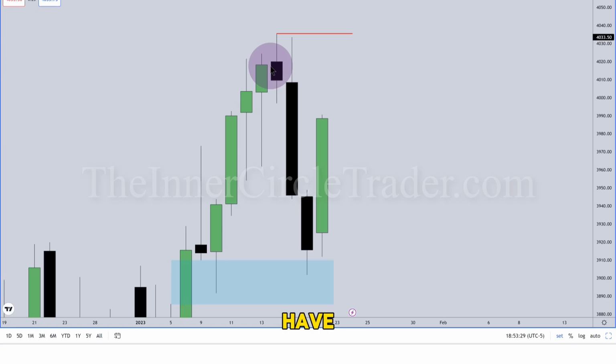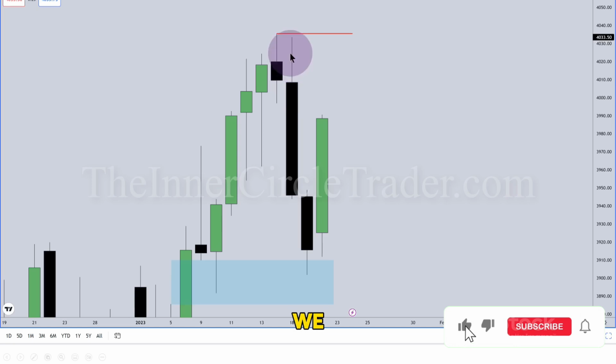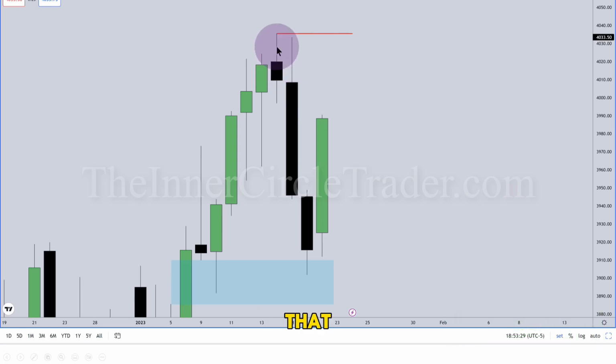And then we have this wick here. We split that in half. That's a target. This is a target. This wick here, split that in half. They're consequent encroachment objectives. But this closing price here is a rejection block.